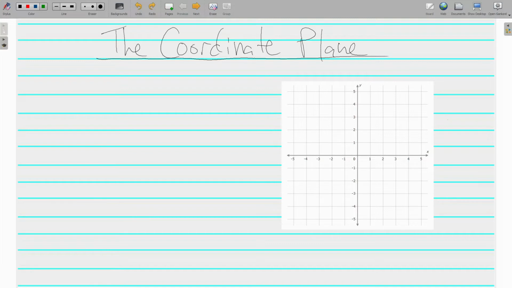Hello, this is Mr. Tipton, and today we are looking at the coordinate plane. That's this figure over here on the right side of the screen. The coordinate plane is made up of two number lines that span both positive and negative numbers. Here horizontally we have our x-axis. You can see the little x there. And vertically we have the y-axis.